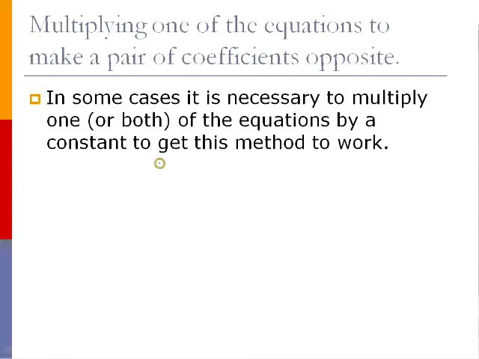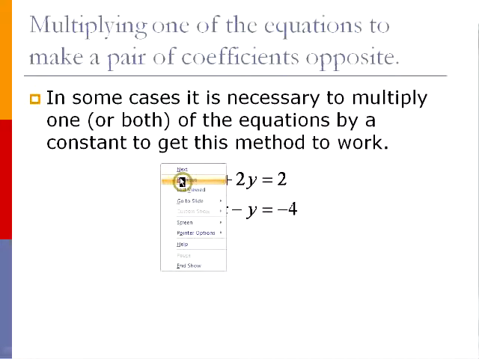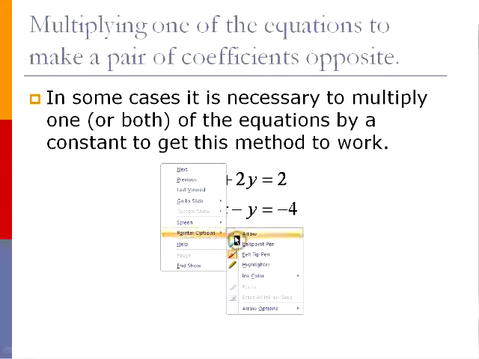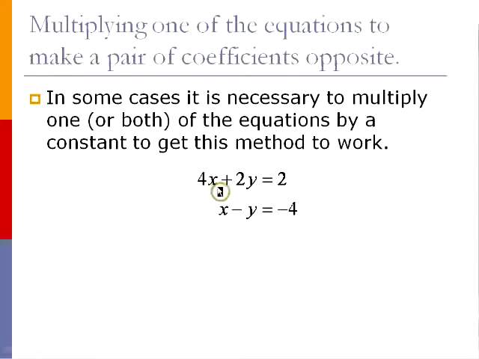In some cases, it's necessary to multiply one of the equations to make a pair of coefficients opposites. Sometimes we have to multiply both, but in this case, we're going to just look at multiplying one. When we look at this system of equations, you can see that we have the x's lined up, the y's lined up, and the constant terms lined up.